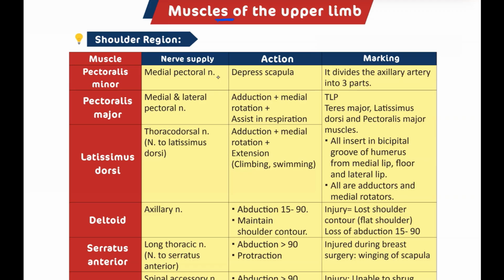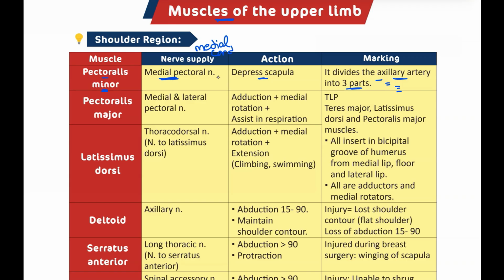The pec minor is supplied by the medial pectoral nerve. We have discussed that the medial pectoral nerve is coming from the medial cord, and it is going to depress the scapula. Now, the important thing with reference to pectoralis minor is that it divides the axillary artery into its three parts, and there is one branch from the first part, two branches from the second, and three branches from the third part. We will have a discussion about the axillary artery in the vascular section.